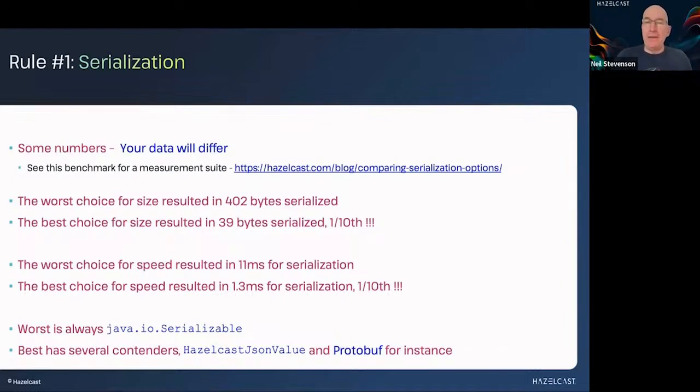And again, in terms of serialization, I think we serialized 100,000 objects, and it took 11 milliseconds with the Java standard one, because it's doing reflection. It's looking into the object structure, versus 1.3. So it's 10 times bigger or 10 times faster. The worst is always Java serializable, but remember, it's only worst in terms of performance. In terms of coding, it's just one line. So for data you don't have a lot of, or don't care about the performance of, it's not a bad choice. Best, that's a bit harder to determine, because that very much depends.